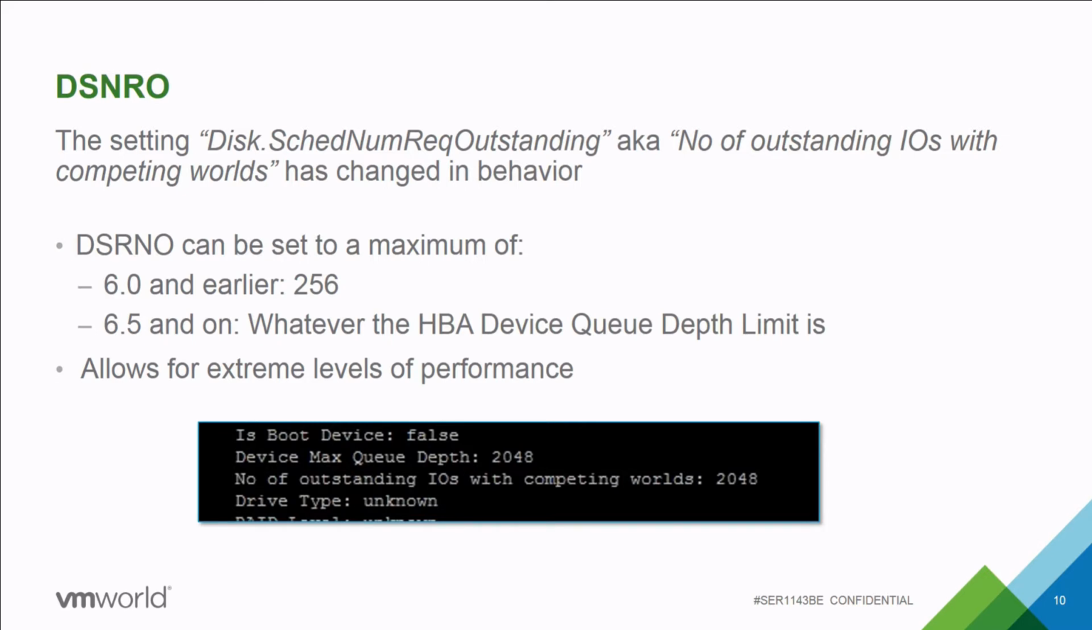The maximum you can set DSNRO to is whatever the HBA queue depth limit is, which makes sense, right? So therefore, it could be limited to 12 if that's what your HBA is set to, or it could be limited to 2,000 if that's what your HBA queue depth limit is set to. So this opens up performance density in VMFS inside of a host if you really want to push a lot of concurrency, a lot of IOPS and throughput to that device. So this is a change in 6.5.